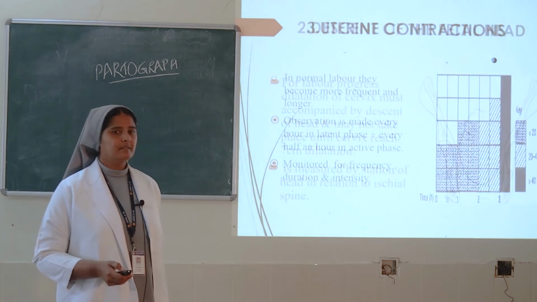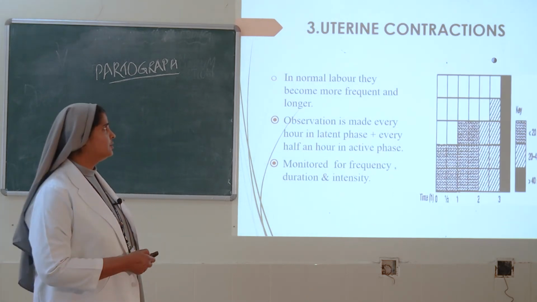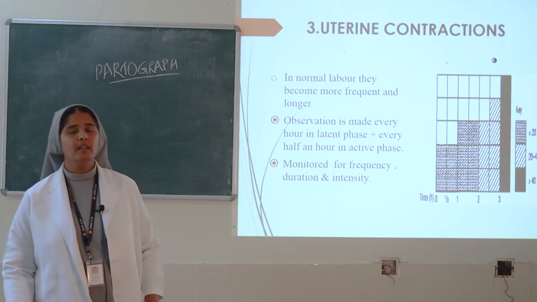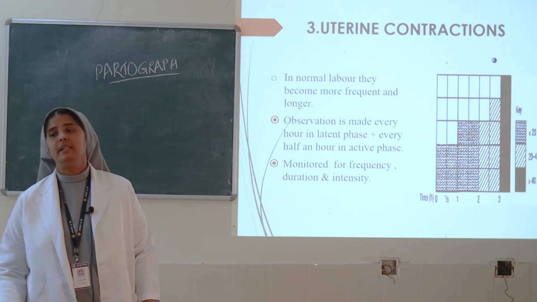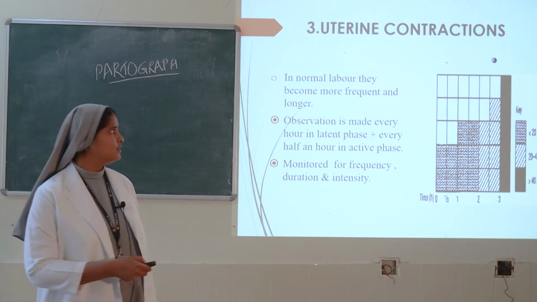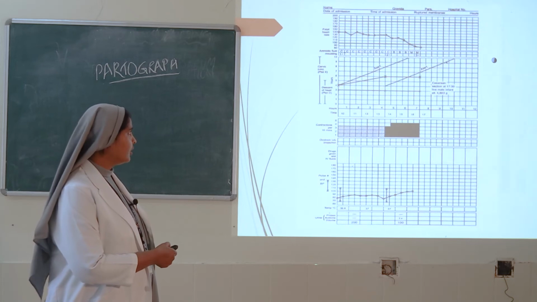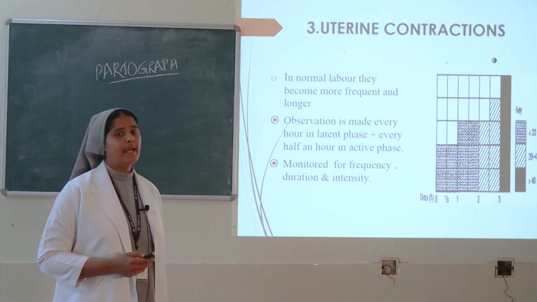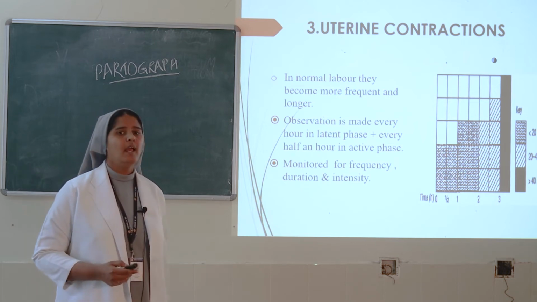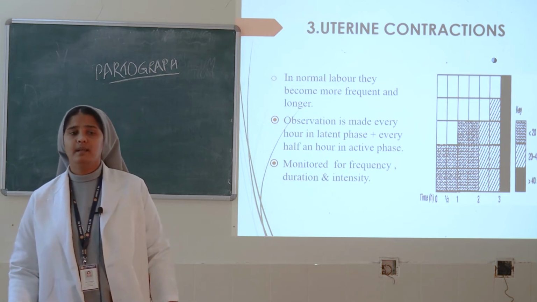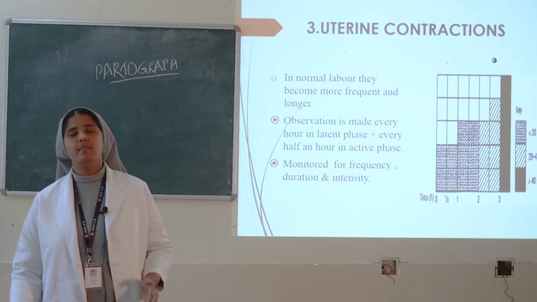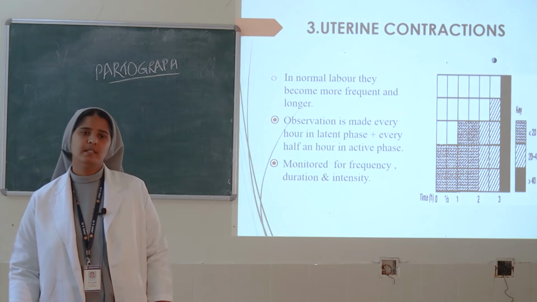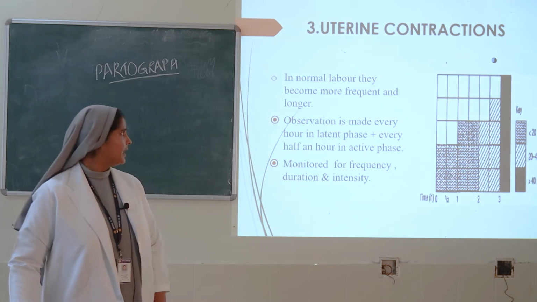And the third component is the uterine contraction. During labor there are uterine contractions, and the pattern of the contractions will be recorded in the partograph. In normal labor the mother will have a normal pattern of uterine contractions, and we can divide contractions into 3 categories: mild contraction, moderate contraction and severe contraction. These are the 3 patterns of contraction.